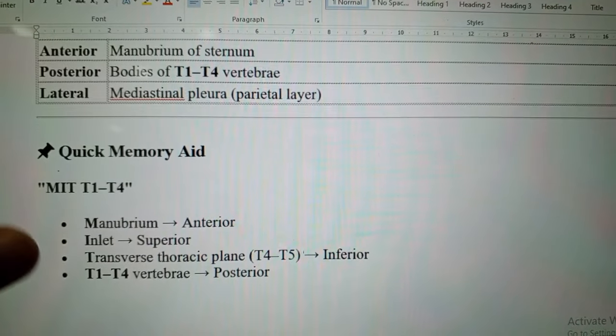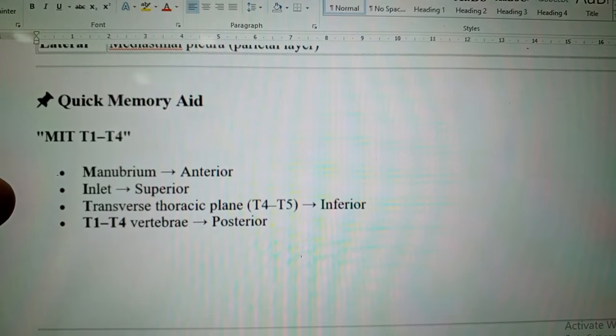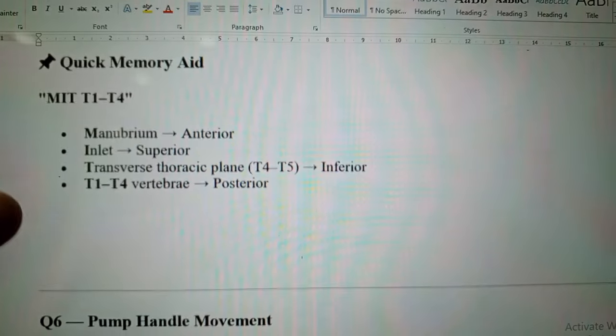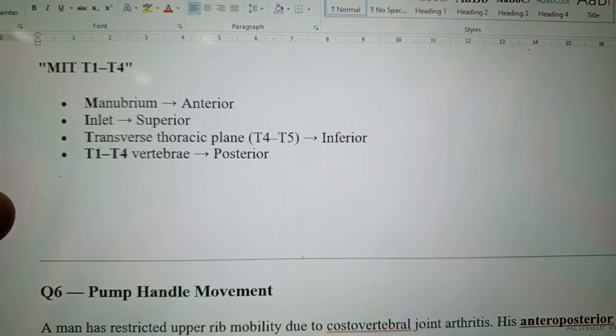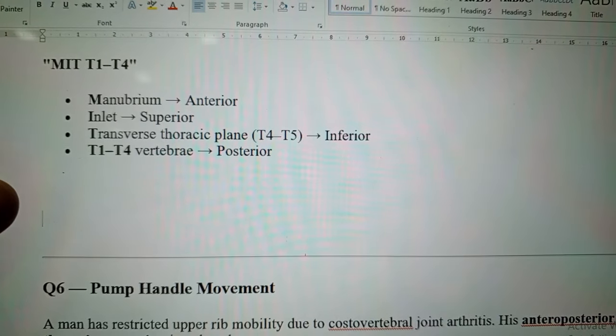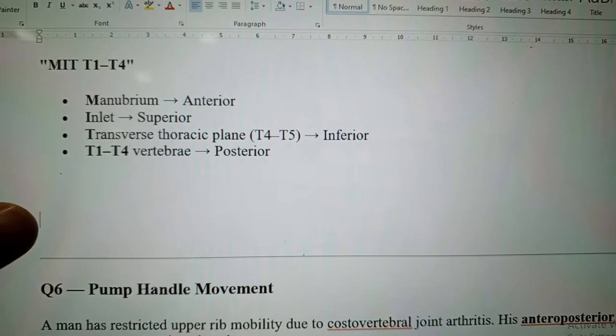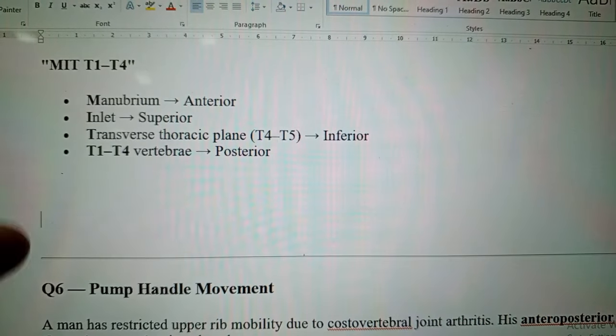Laterally, mediastinal pleura. This is a quick mnemonic for learning the superior mediastinum boundaries. Posteriorly, T1 to T4, and inferiorly, transverse thoracic plane. Superiorly, inlet is present, and anteriorly, manubrium.